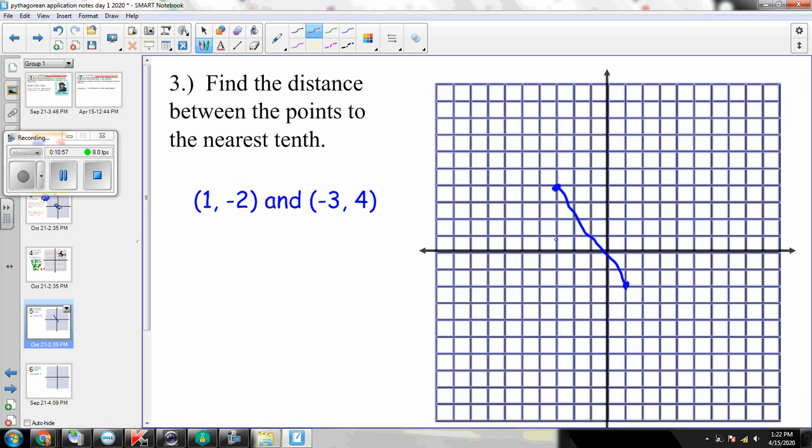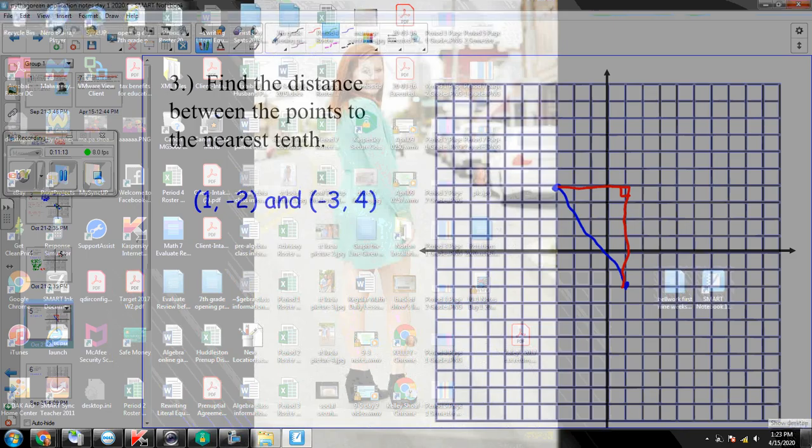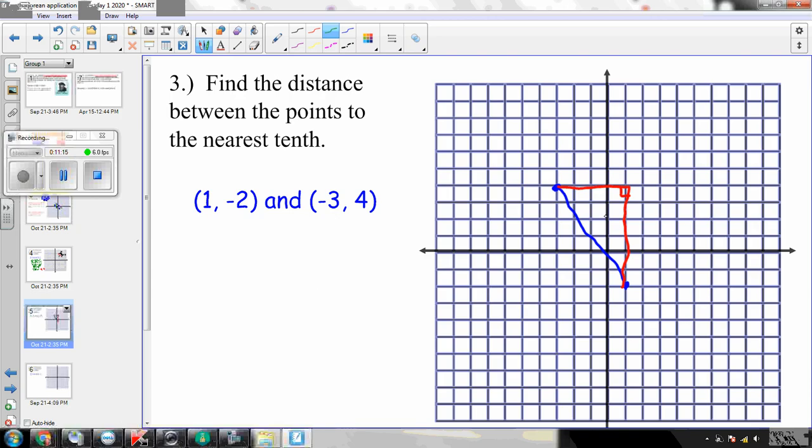So I either could go straight down and over, or I could go over and then down to get my right triangle. The reason I'm drawing a right triangle is so I can use the Pythagorean theorem. The Pythagorean theorem only works in right triangles. Okay, so looking at this, here are the two legs, A and B, and I'm trying to find the distance between these 2 points, which is C.